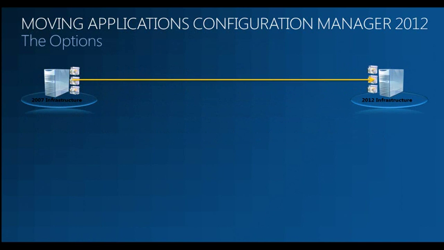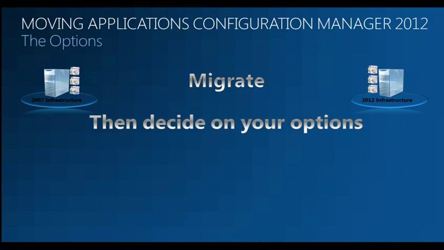So how do you get there? The first step is to migrate your 2007 packages and programs to Configuration Manager 2012 using the migration tools. You run a scheduled migration job and do the migration. Once you migrate your packages and programs, they show up in the console under the Packages node. Then you have to decide what your options are.